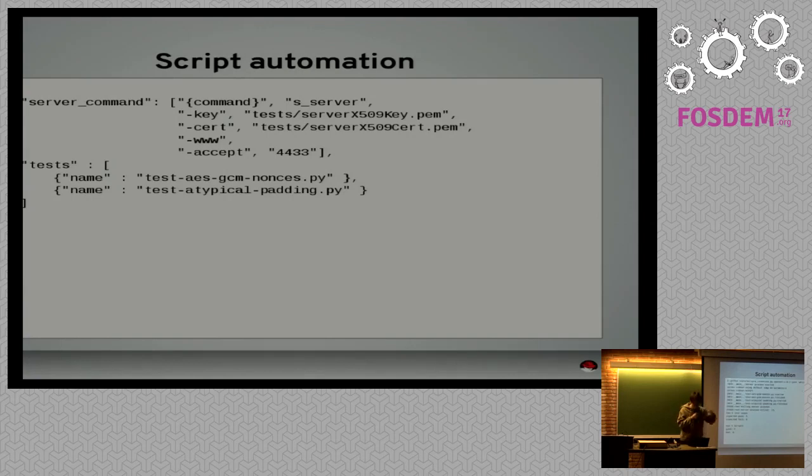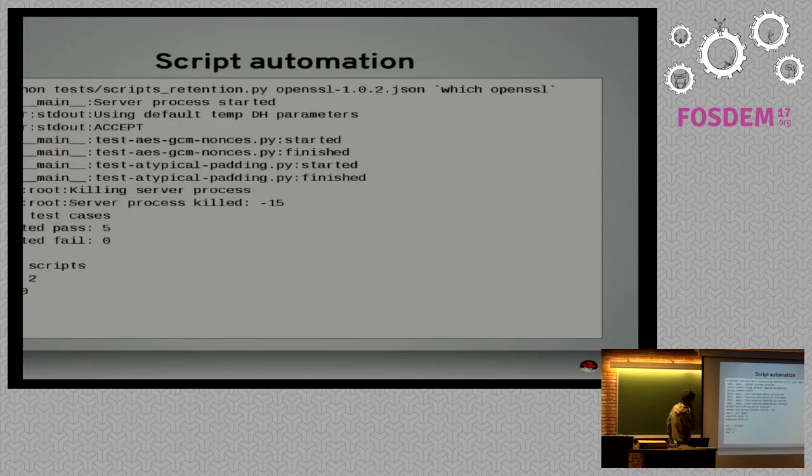If we run this example, we'll get this kind of result that tells us it ran that test, there were no errors, so it doesn't print anything, it's finished, then another test, and again finished, then it killed the server. The server was killed by the SIGTERM signal, and it ran overall five test cases, none failed, so two scripts passed and zero failed.